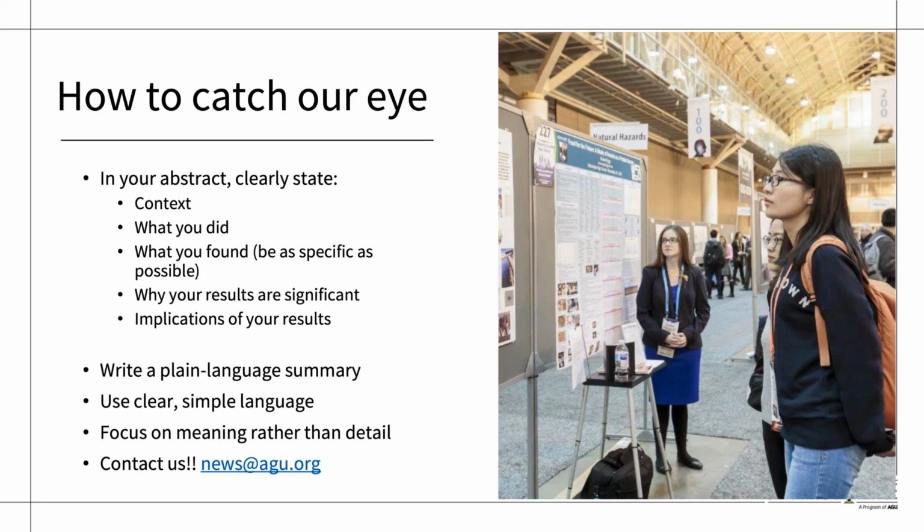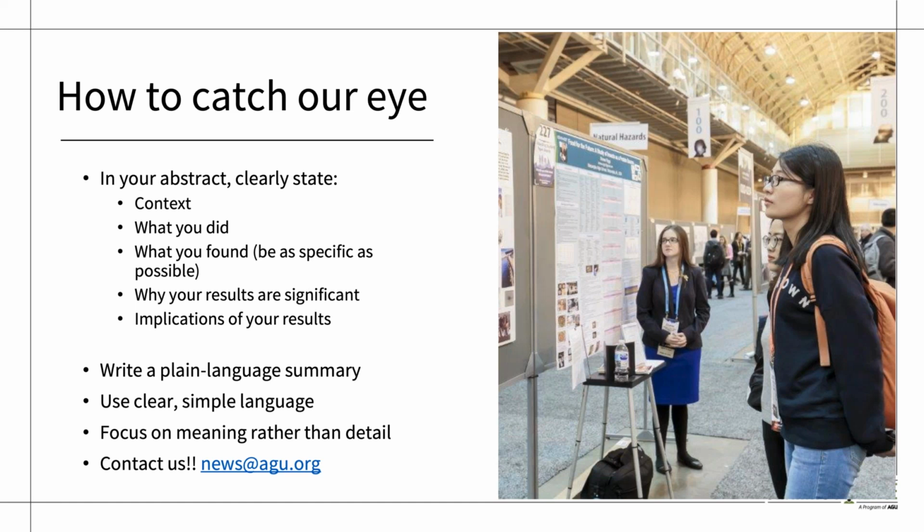Then what you found, that's your result, and be as specific as possible. If you have specific numbers, put those in there. If you found that a certain ice sheet has lost 40% of its mass, put that in there. And then talk about, like Shane and Olivia said, why your results are significant. Why do they matter?